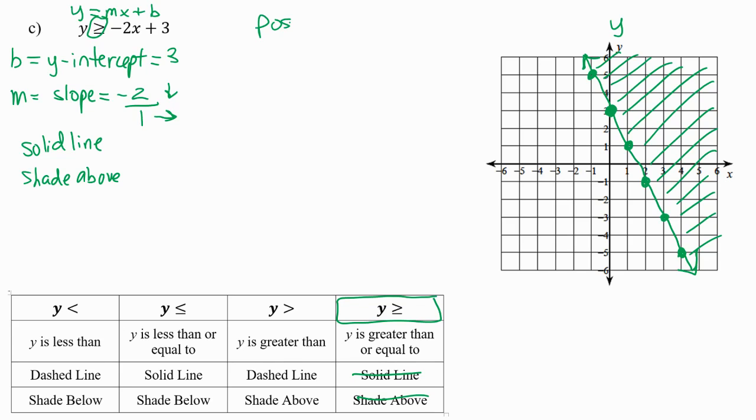So let's list a few. Let's see, 3, 0 would be a possible point. We have 5, negative 3 would be a possible solution. 2, 6 would be a possible solution as well. Notice any points on the line would also be a solution because the line is solid.